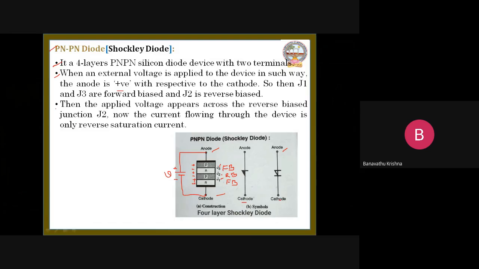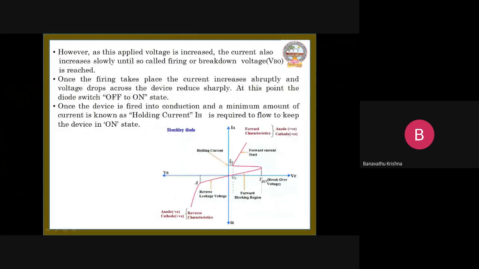Next, the applied voltage appears across the reverse biased junction J2. Now the current flowing through the device is only the reverse saturation current. However, as the supplied voltage increases, the current also increases slowly until the so-called firing or breakdown voltage is reached.